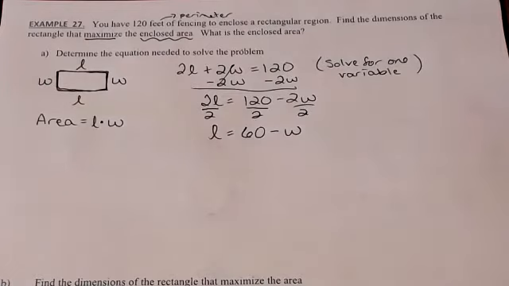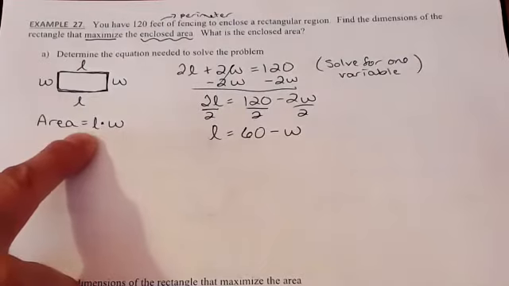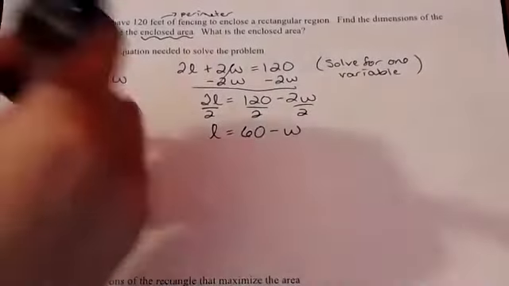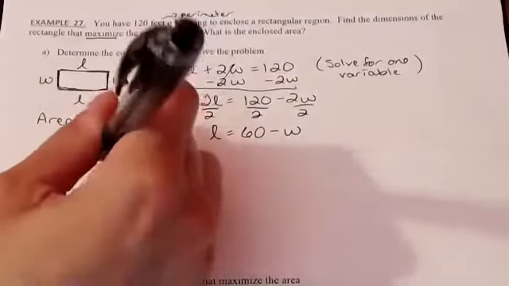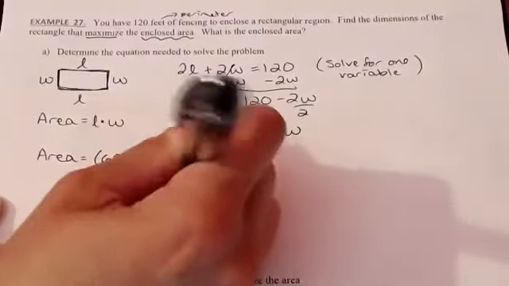Now that I know that my length is 60 minus the width, I can replace my length in my area equation with 60 minus W, 60 minus the width. Let's replace L with that expression. So now I have that area is equal to 60 minus W times W.